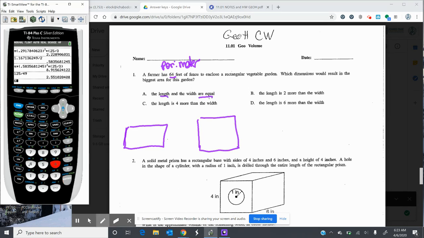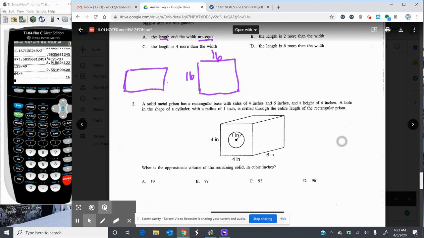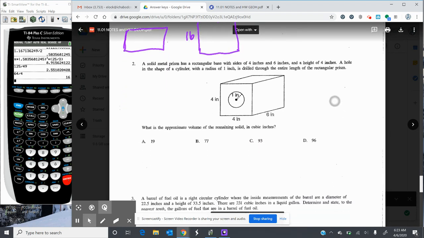So 64 divided by 4 equal sides would give you dimensions of 16 by 16. So you kind of would go through the case like that. If this one was 4 more than the other, you could find which one would have the bigger area. Kind of obvious when you think about it. So I want to give you guys an opportunity to read it, reread it, and think about it.